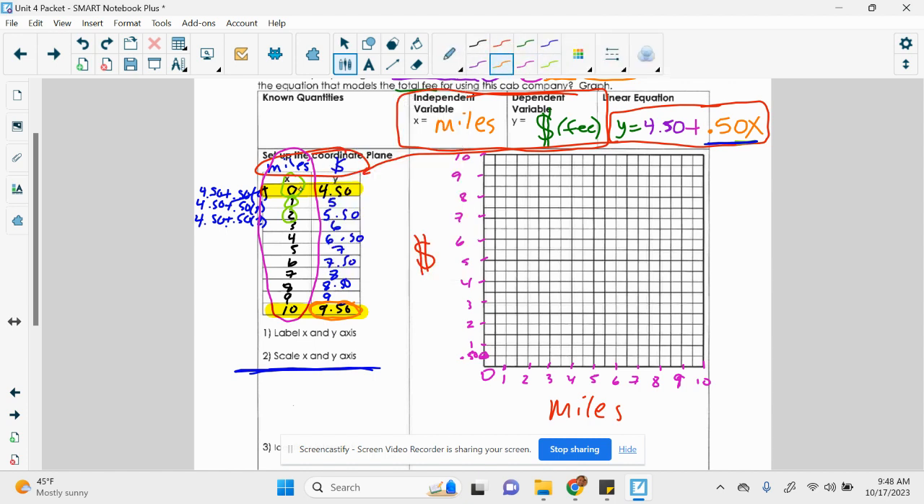Our first point is 0, 450. So 0, go up 450. There's our first point. Ooh, that's kind of nasty. I'm going to erase that a little bit. 450 is right here between 4 and 5, and really it's 450. Then we graph our second point.